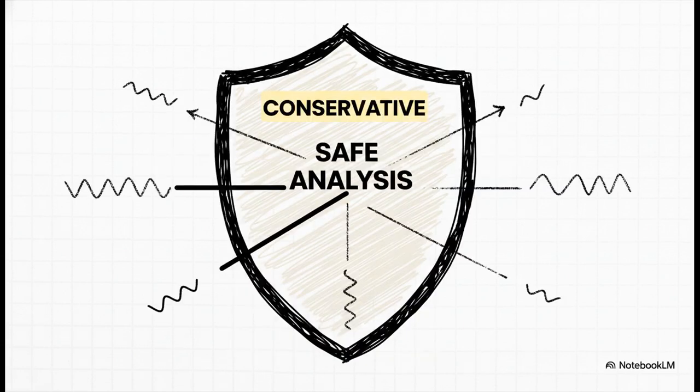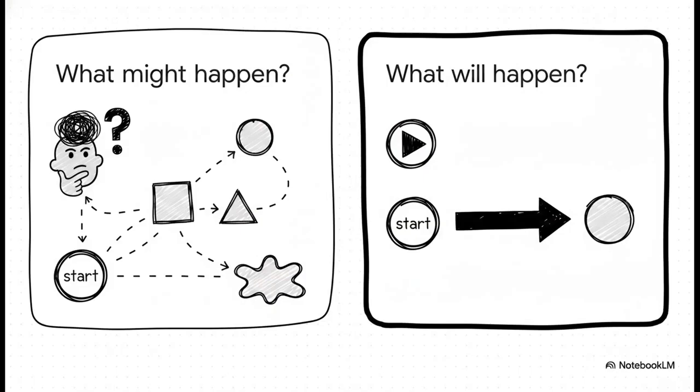But what happens when the detective isn't 100% sure? What if a path is theoretically possible, but it seems really, really unlikely to ever happen in the real world? Well, to be useful, the analysis has to always play it safe. And this gets to the heart of it, the principle of conservatism. The analysis always asks what might happen. It never tries to predict what will happen.